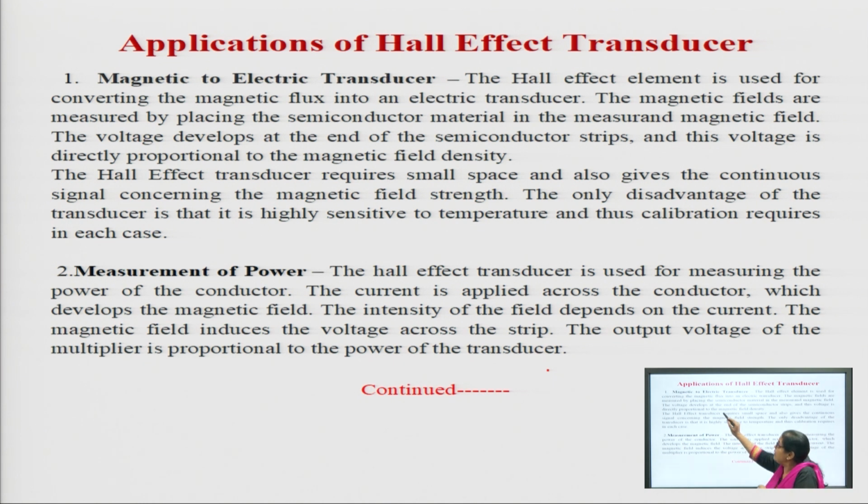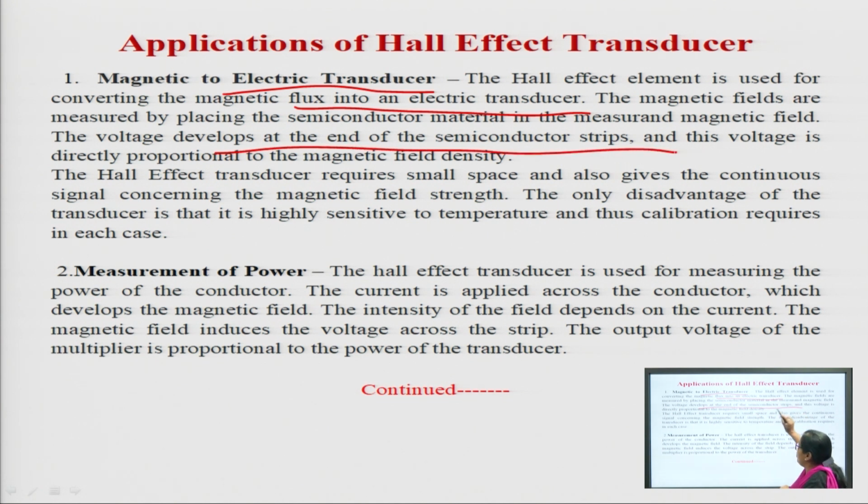Why? Because they are dedicated, a magnetic field is not generated everywhere. So the application of the Hall effect transducer is very dedicated. The first is the magneto-electric transducer. The Hall effect element is used for converting the magnetic flux into an electric signal. We have discussed this before also. In the measurement of magnetic field, the voltage is derived at the end of the semiconductor strip, which we mentioned there also.